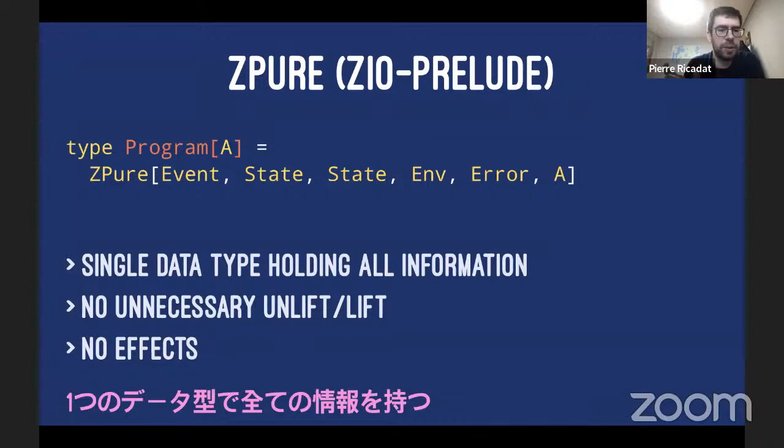And unlike ZIO, ZPure doesn't let you run any side effect. You can only do succeed, fail, access the state, lift an event, and access the environment. That's all it does. So it's really designed for our use case.